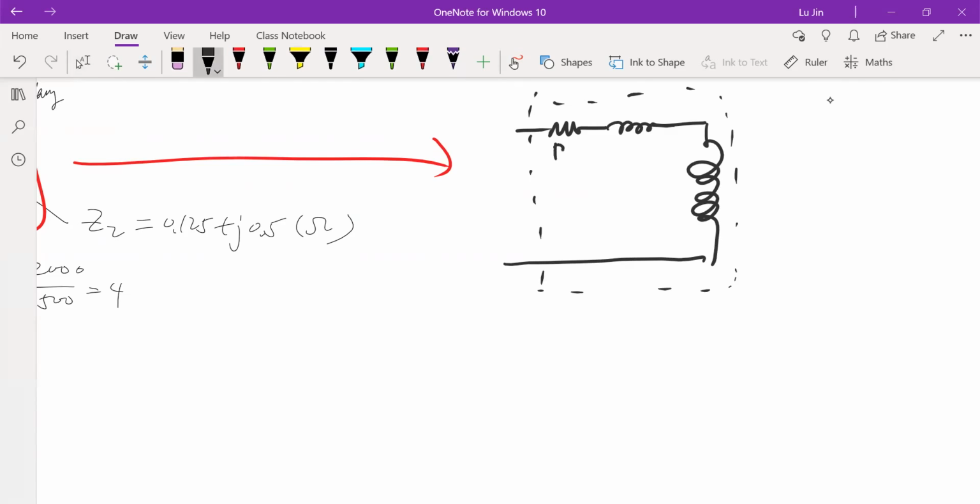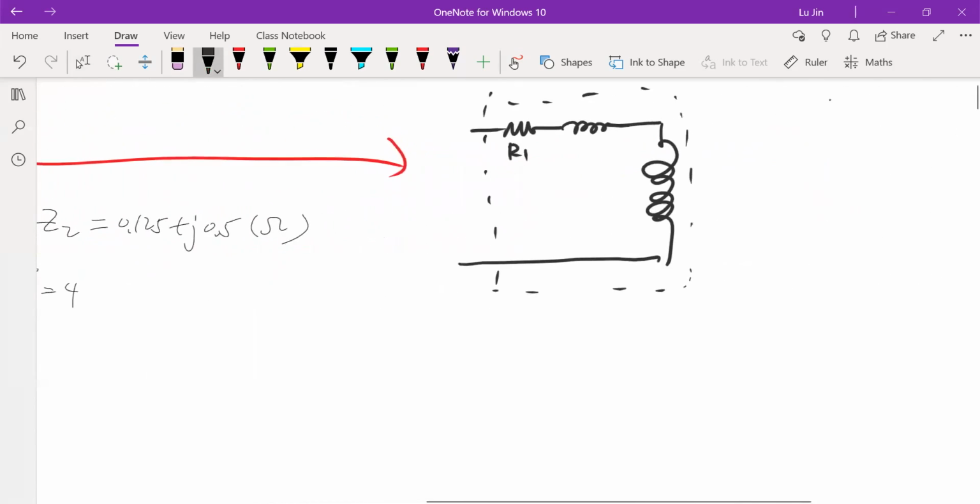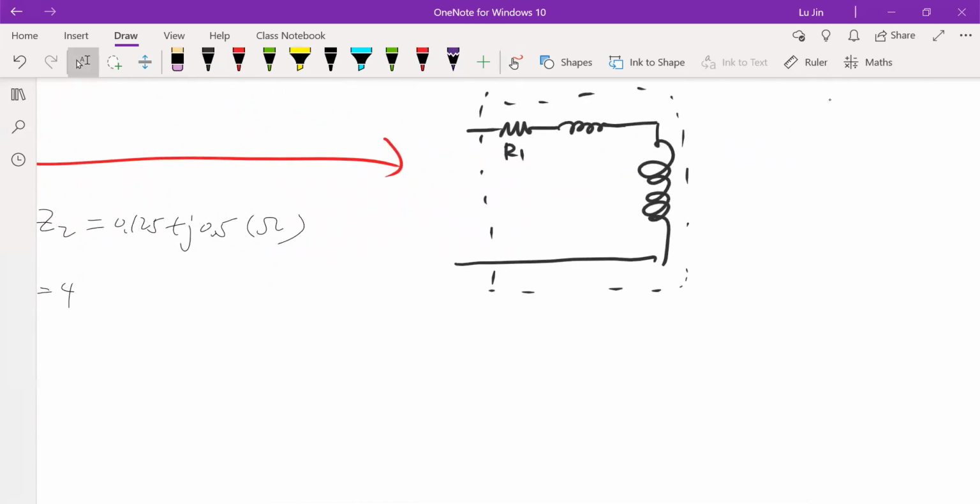The first one is R1, the resistance, which is 2 ohms. And the reactance, which is 8 ohms. Finally, we have one ideal coil. That means the reactance and impedance are 0, because we have separated the impedance from the coil. This is the primary side.